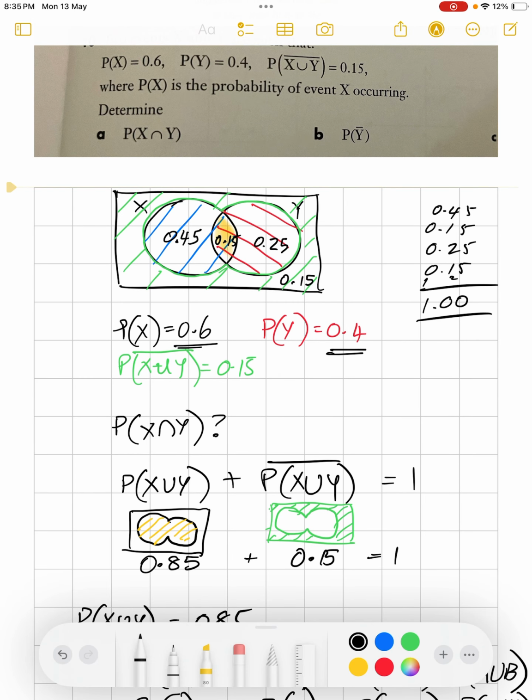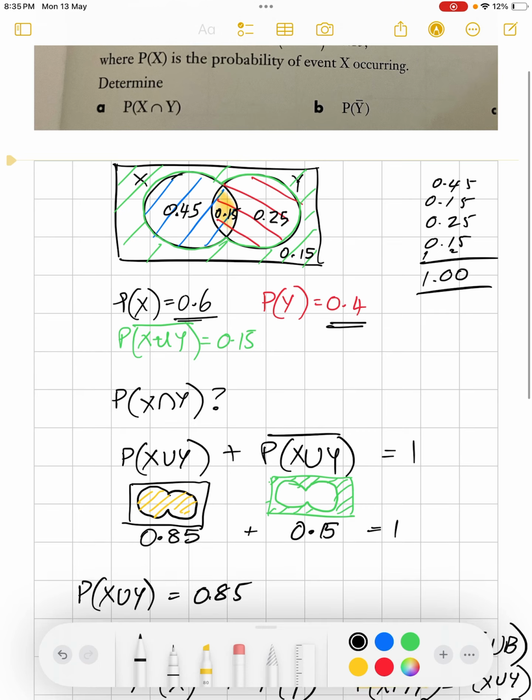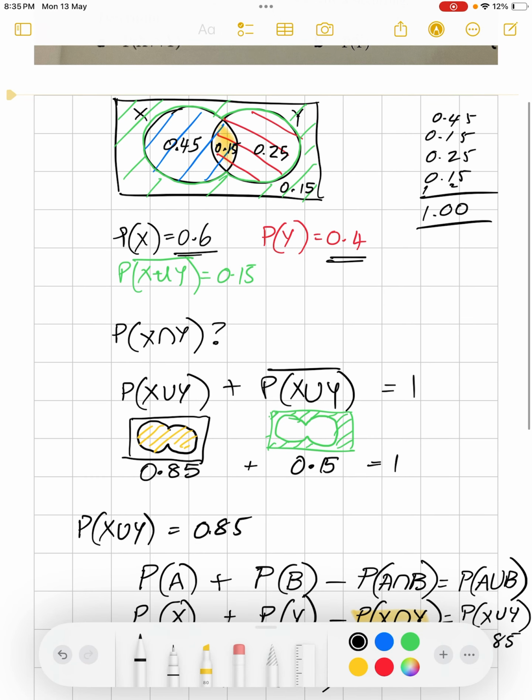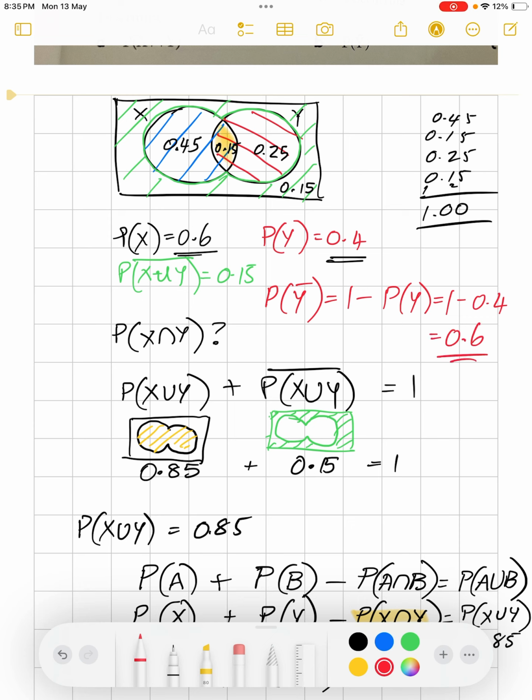Now part B says, what's the probability of not Y? Well, I'm going to put that here. If the probability of Y is 0.4, the probability of not Y is 1 minus the probability of Y, which is 1 minus 0.4, which is 0.6. If the probability of Y is 0.4, then the probability of not Y is 0.6.